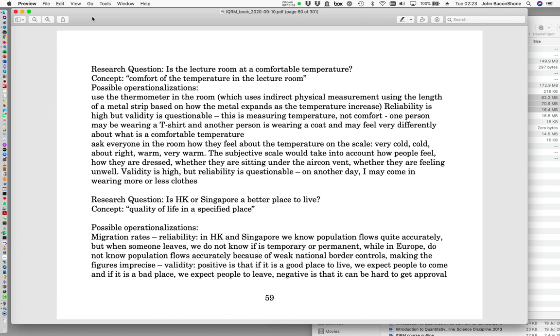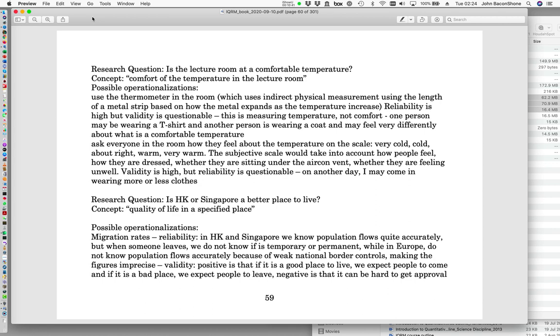Because we're not in the lecture room, you're going to have to imagine this a little bit. My research question was, is the lecture room at a comfortable temperature? First of all, what is the concept we're trying to measure? We're not looking for different research methodologies, we're looking for different ways to measure the concept which underpins our research question. So the comfort of the temperature in the lecture room is the concept we're trying to measure.